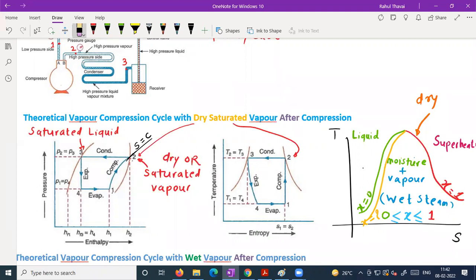What about the pressure? Pressure we are keeping the same. What about temperature? Temperature also remains constant. So pressure is constant, you'll be able to see that on a PH diagram. Temperature is constant, you'll be able to see that on a TS diagram.